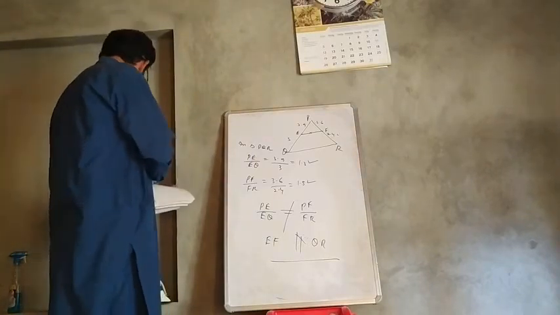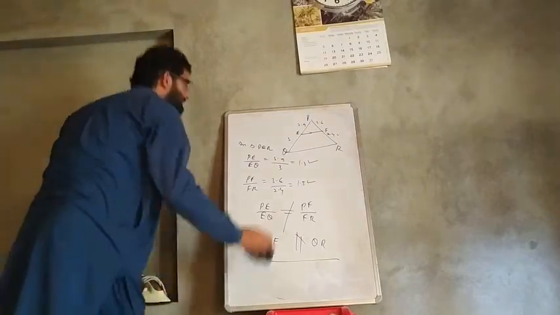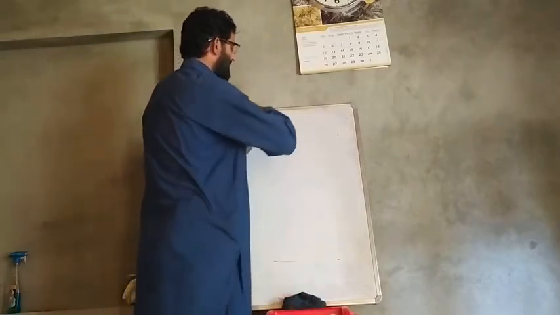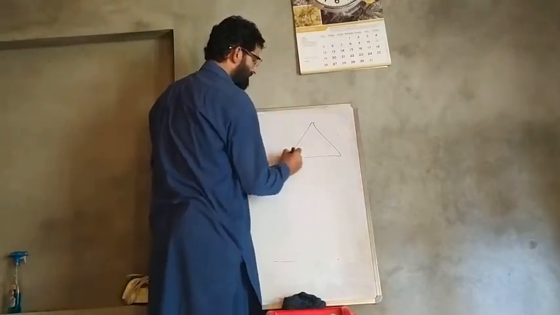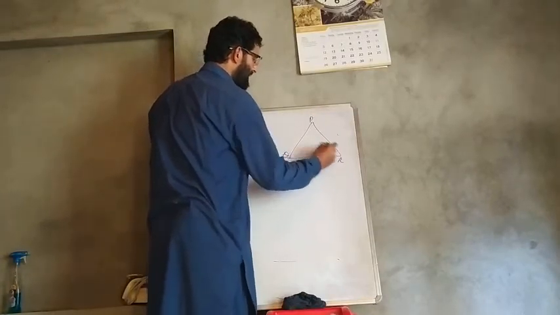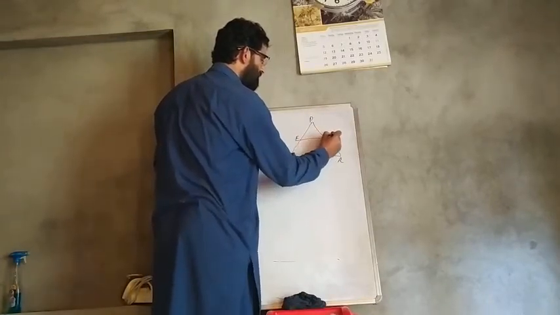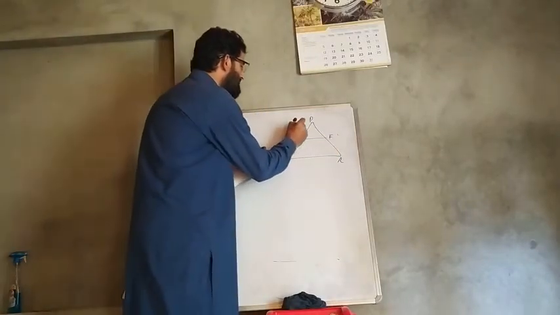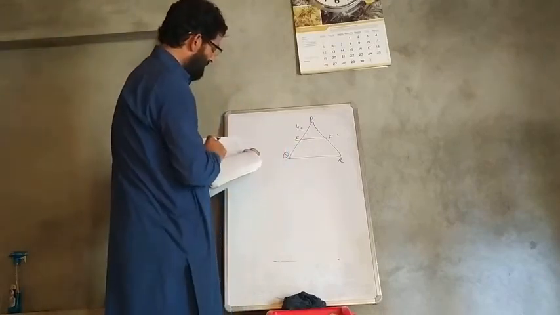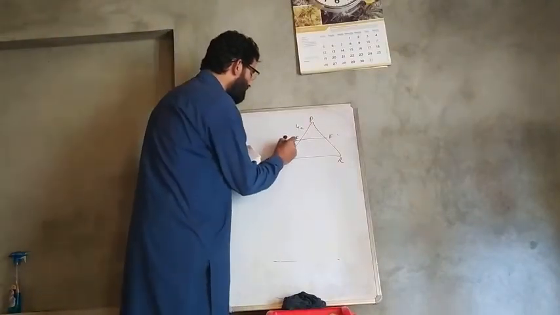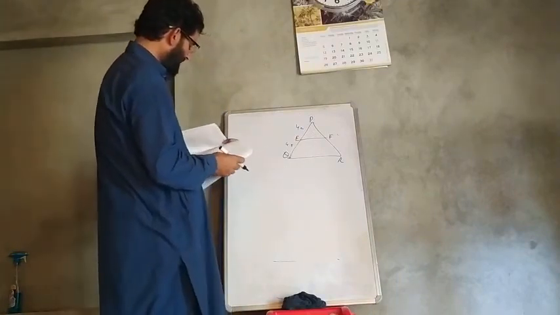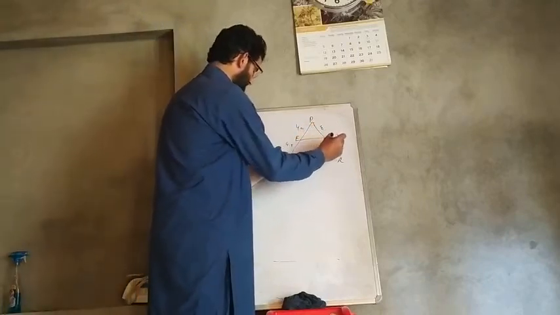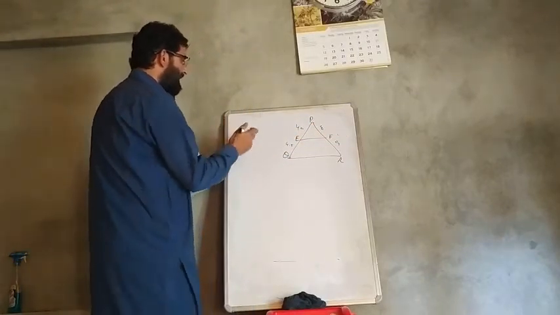Now part number second is: again, we shall draw the triangle PQR. PQR is a triangle, and E and F are 2 points on it. Now this time PE is 4 centimeter, and QE is 4.5, and PF is 8 and this is 9. Now let us see whether the ratio is equal.